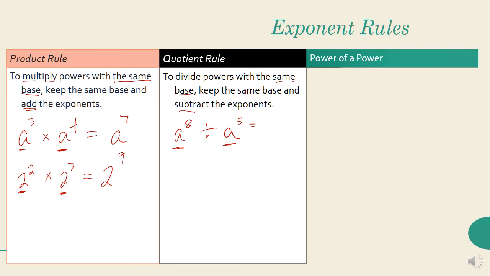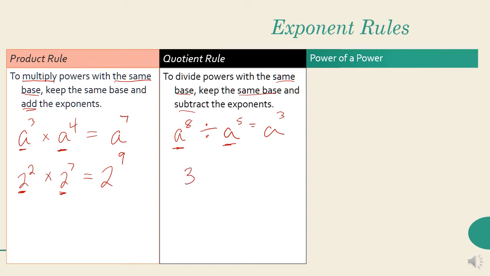So if it was a and b, or a and any other letter or number, can't do it. Can't simplify anyway. What does it tell us to do? Keep the same base, so a, and subtract. What's 8 minus 5? 3. Done. Let's put some numbers in.